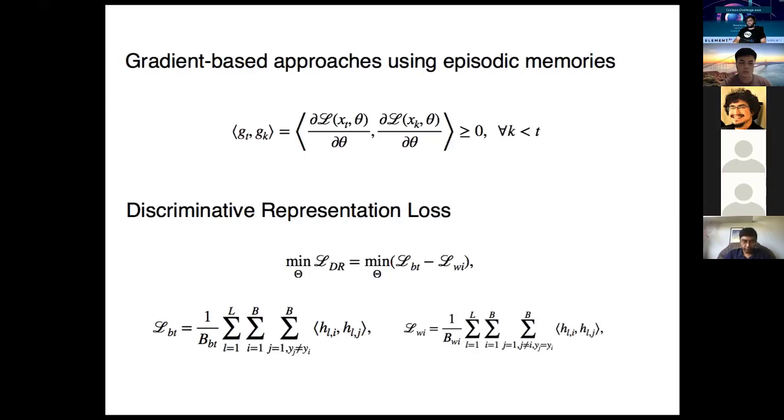The idea is simple: make two samples from different classes less similar, and two samples from the same class more similar. You can see the loss function is linear in the inner product of the matrix, so the computational cost is relatively low. And that is the strength of this method.